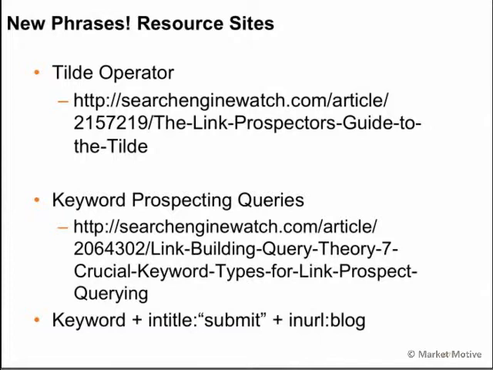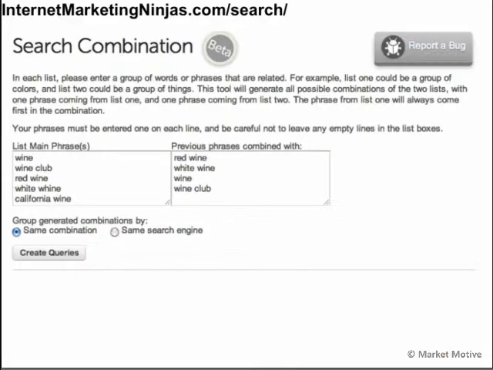The tilde operator. Really, really great articles from Garrett French, the Link Prospector's Guide to the Tilde. The tilde is going to do related phrases. So if you do tilde marketing, you might get anything that has advertising in it, or you might get anything that has internet marketing in it. You're going to get related phrases, and there are some great ways to use this tilde operator for advanced prospecting as well. So check out these two articles. Really, really nice work from Garrett on link building theory. He's built some great tools and really knows what he's talking about.